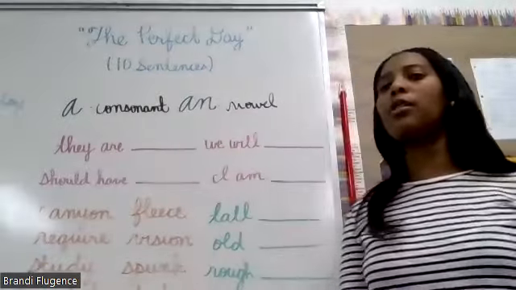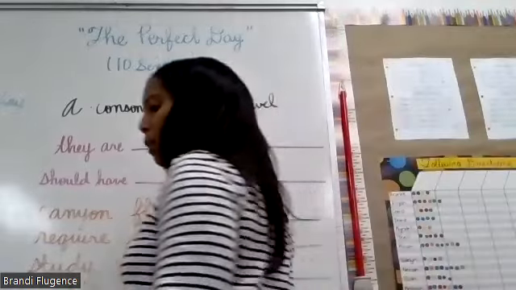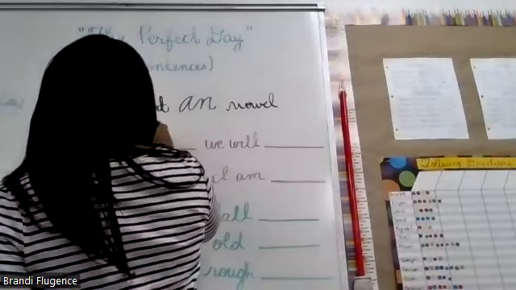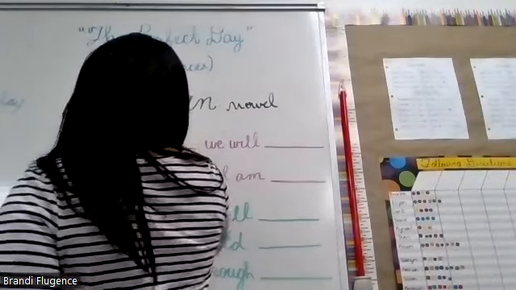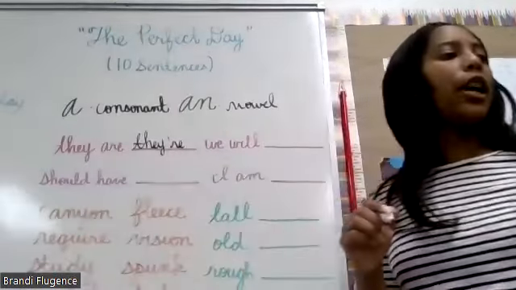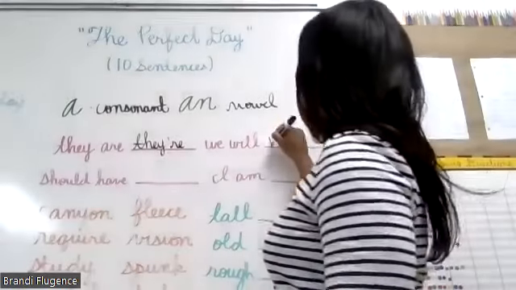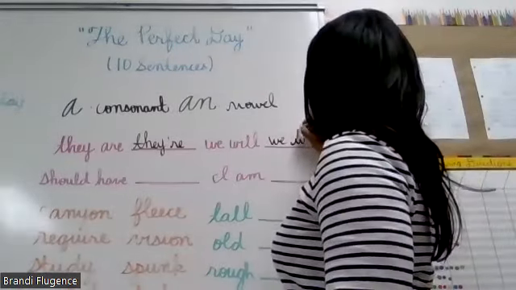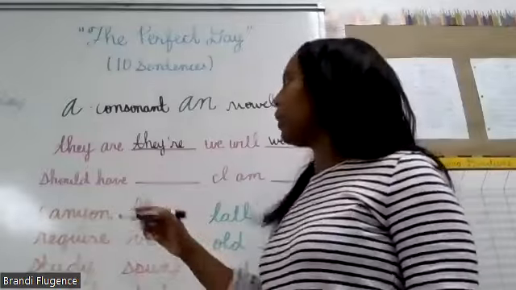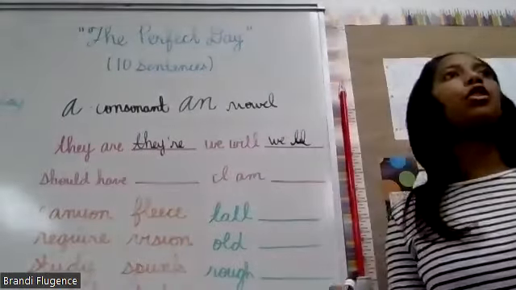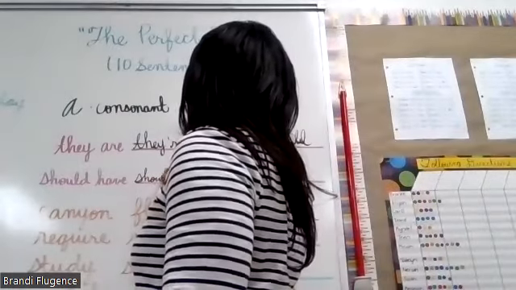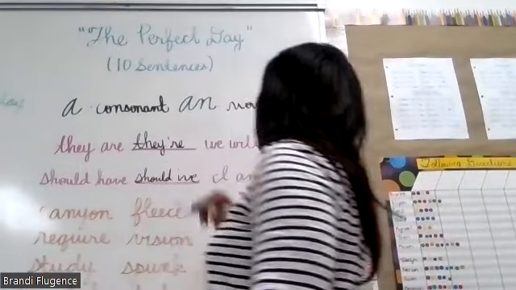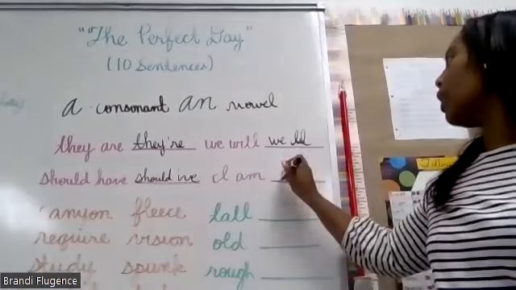I have some more contractions. So they are, could you tell me what would be the contraction for they are? What is it? They're. We will was the contraction. We just did that. We'll. Wait, we did that? I will. Should have. What will be the contraction? Should have. And then I am, the contraction will be I'm.